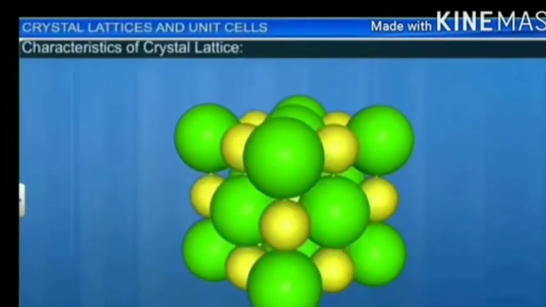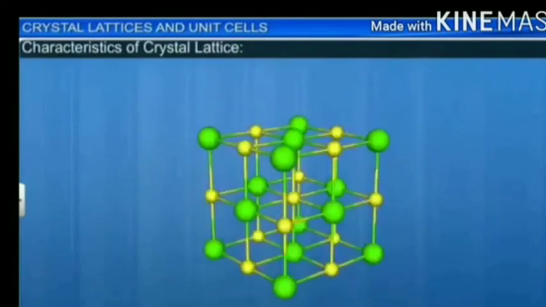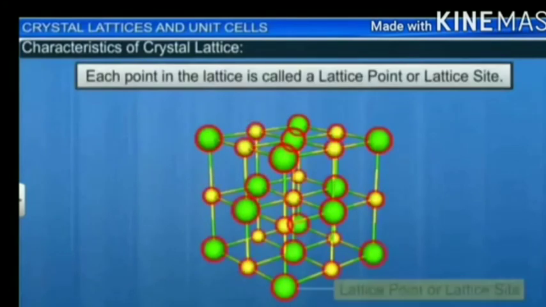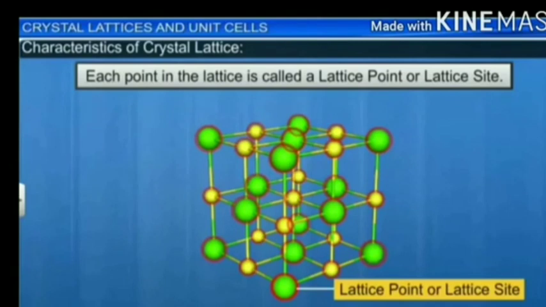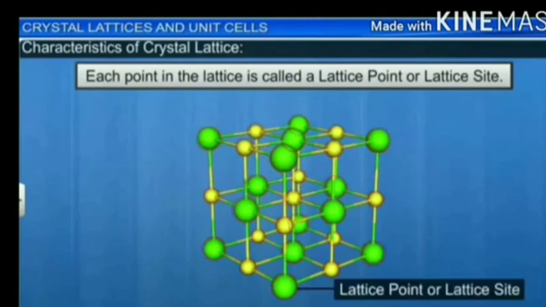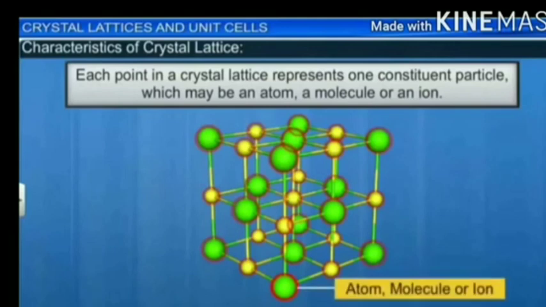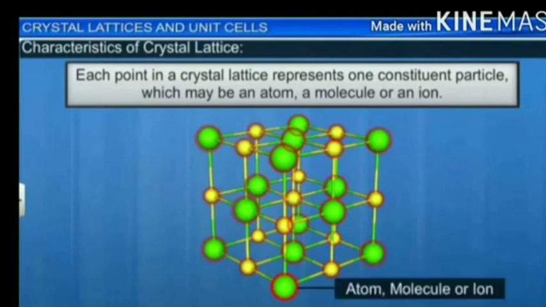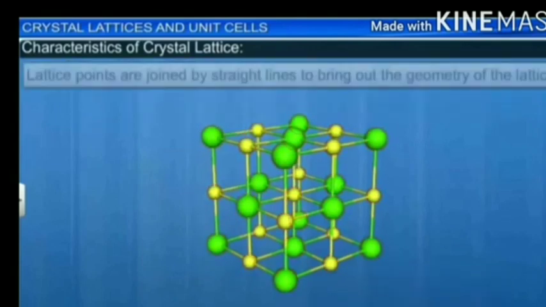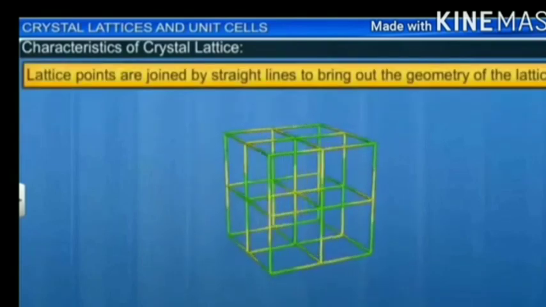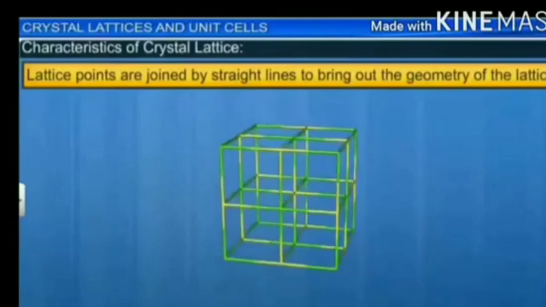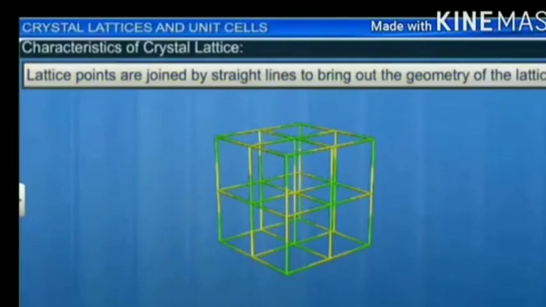Characteristics of a crystal lattice. First, each point in a lattice is called a lattice point or lattice site. Next, each point in a crystal lattice represents one constituent particle, which may be an atom, an ion, or a molecule. Third, lattice points are joined by straight lines to bring out the geometry of the lattice.